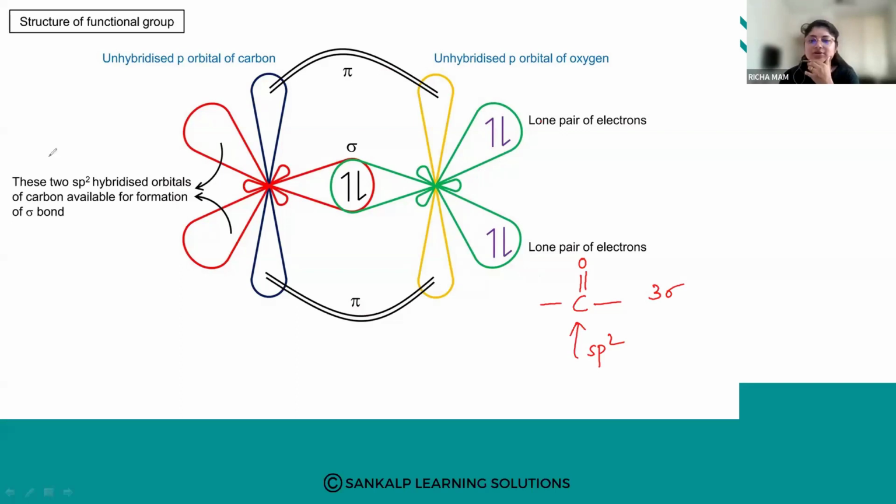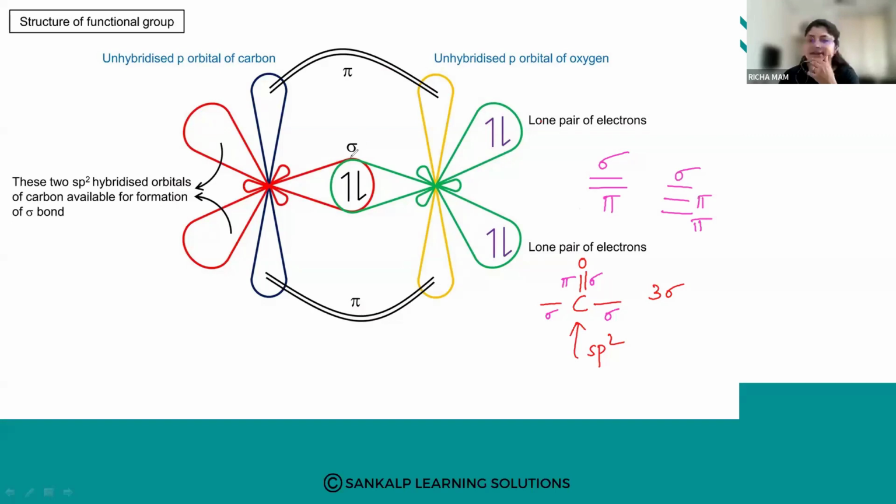So I'll represent it. This is one sigma bond, another sigma bond, one sigma bond. This is a pi bond. When you have a double bond, one will be a sigma bond, another will be a pi bond. If you have a triple bond, one will be a sigma bond, the other two are pi bonds. So here you have three sigma bonds, and these all lie in a plane.